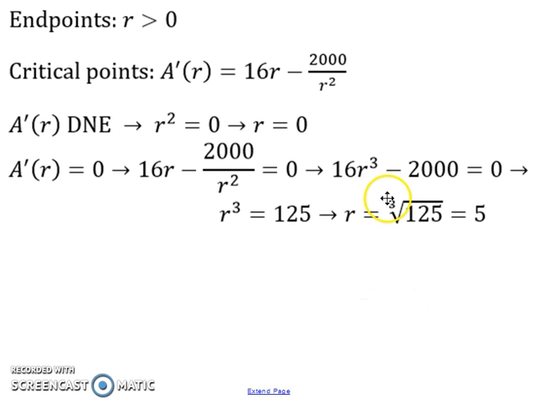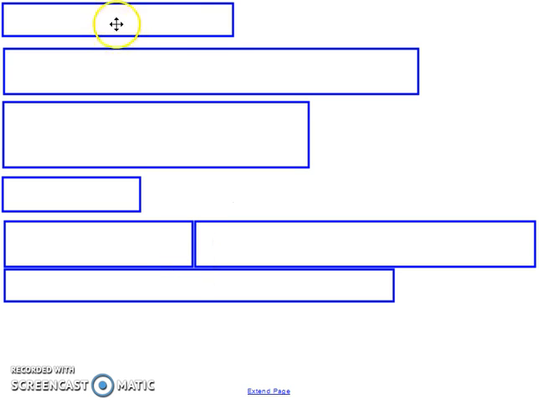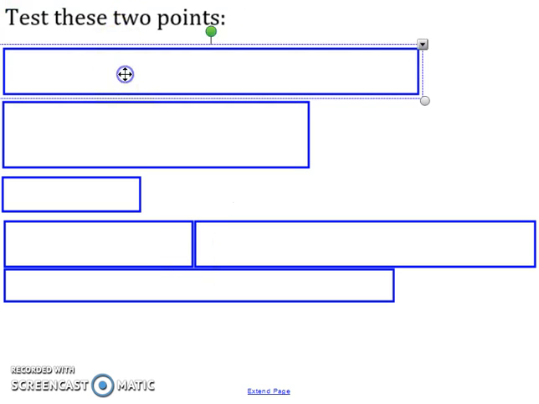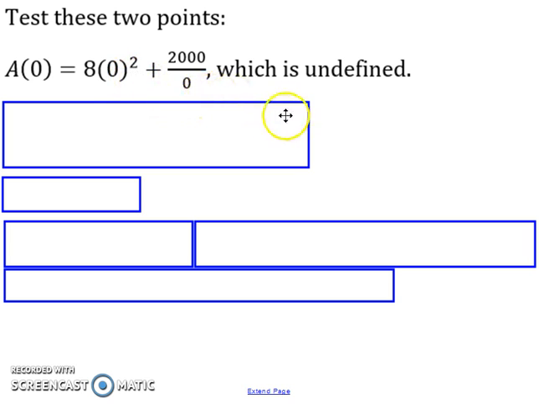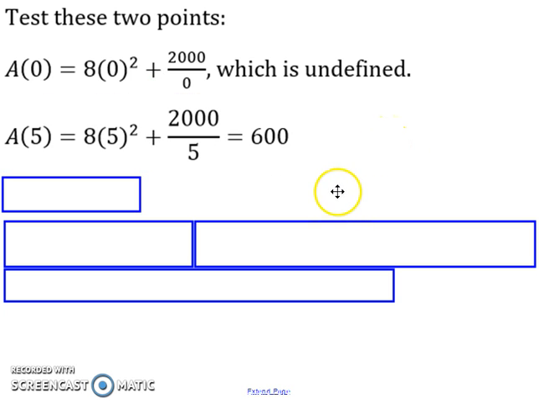Okay, so we've got just 2 points to test. One is 0 and one is 5. And again, technically, we shouldn't even have to look at r equals 0 because we know that wouldn't make any sense. But just for kicks and giggles, I'm going to plug it in. So we're going to test these 2 points. The first one, sure enough, we get something that's undefined. So not surprising there. And then if we plug in 5, we get, again, a nice number, no rounding required, and 600. And that seems to make sense.